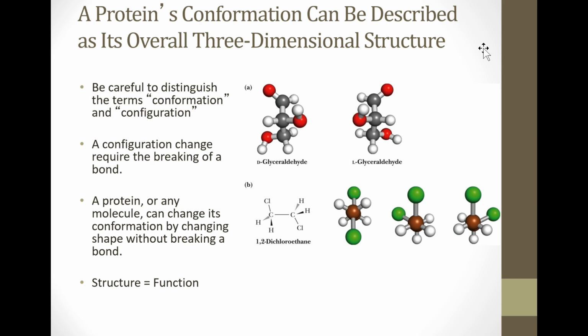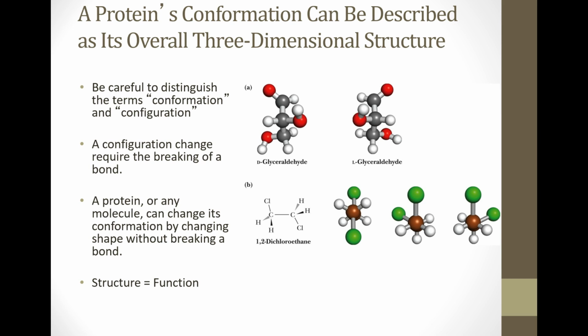So protein's conformation can be described as its overall 3-dimensional structure. Now, because we're scientists and words have meaning, we have to be very particular about how we use words, especially when we're discussing things with other scientists so we don't seem silly.